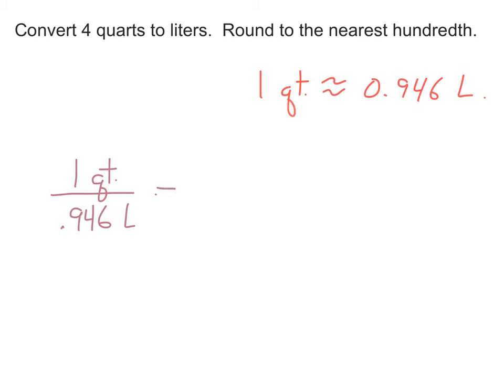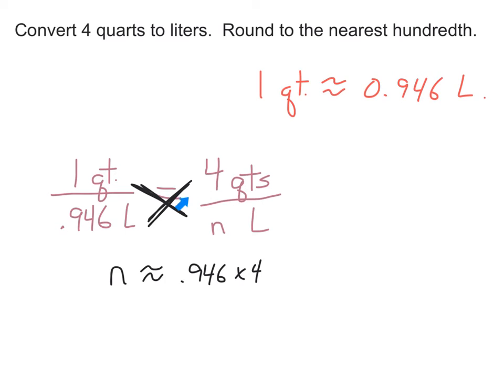Now, I want to make that equal to the ratio 4 quarts in some number of liters. And now I know I can use my cross products to solve this ratio to make it so that they are equivalent or equal. So when I did my cross products, I times these two, and I got 1 times n, which is just n. And that equals approximately, because remember, this is an approximate, it's not exactly that conversion. And so that was 0.946 times 4, so I wrote that out as my equation. And when I multiply that out, n equals approximately 3.784 liters.